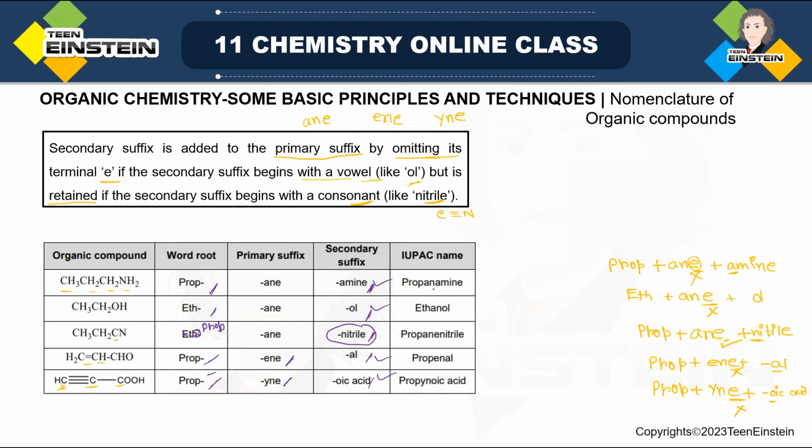So see the name, there is no E. Same, E is retained here, it is present. In this case, propene, there is no E. Isn't it? Then propanoic acid. After N, just directly add the oic acid. So there also no E. Only the middle one, that is nitrile, it is retained.